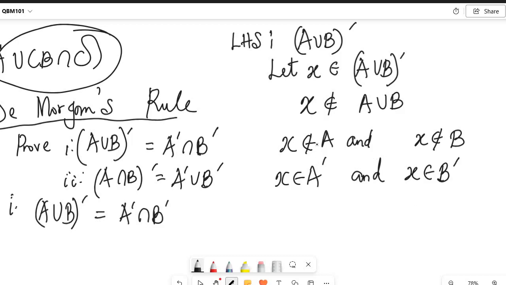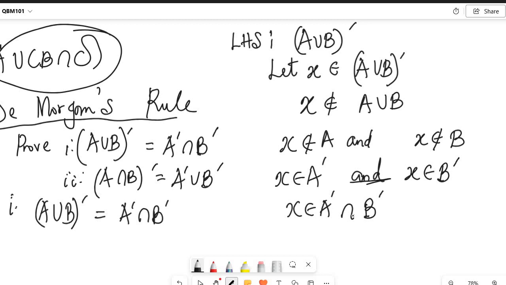I come again, if X is not an element of A and X is not an element of B, it simply means that X is an element of A complement and X is an element of B complement. Now if we say and, we use intersections most times to represent and, because it's combined, it has a combining effect.